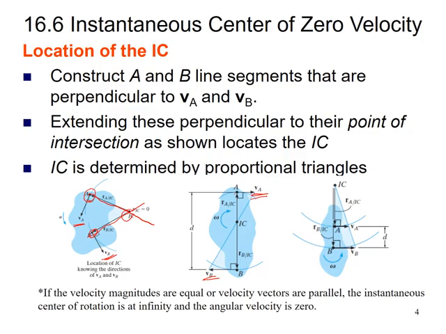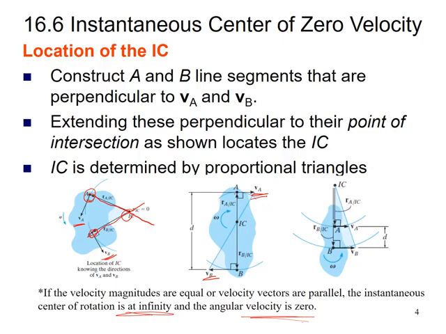The third case is when you have velocities at two different points that are different in magnitude but the same in direction. In this case you can find the instantaneous center of zero velocity by the similar triangle rule. If the velocity magnitudes are equal and the velocity vectors are parallel, the instantaneous center of zero velocity is at infinity and the angular velocity is 0. This will be the case of simple translation.